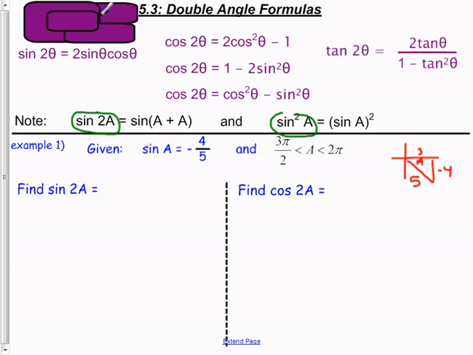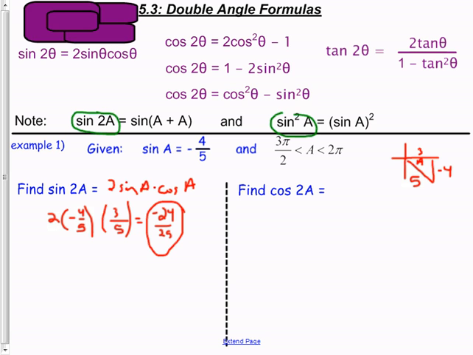Let's go through and we'll just plug stuff into the equation. So we want to find the sine of 2a. That's 2 times the sine of angle A times the cosine of A. So we look at our triangle, we're going to have 2 times the sine of A, which is -4 over 5. And then the cosine, which is 3 over 5. Multiply them all together, you get -24 over 25.